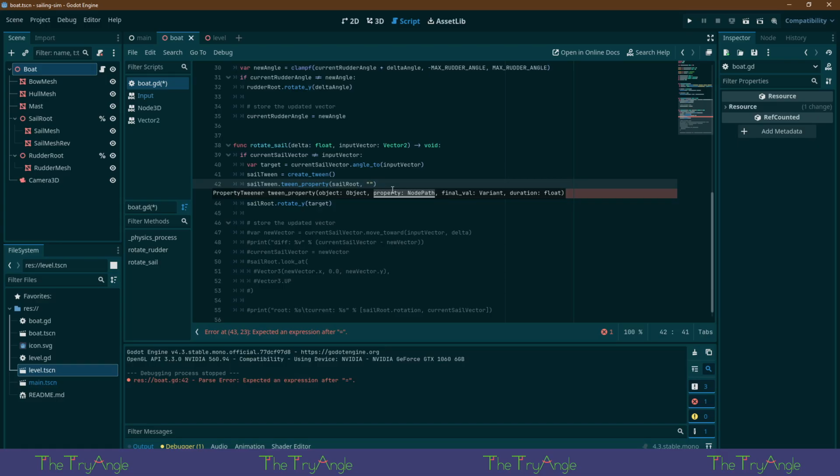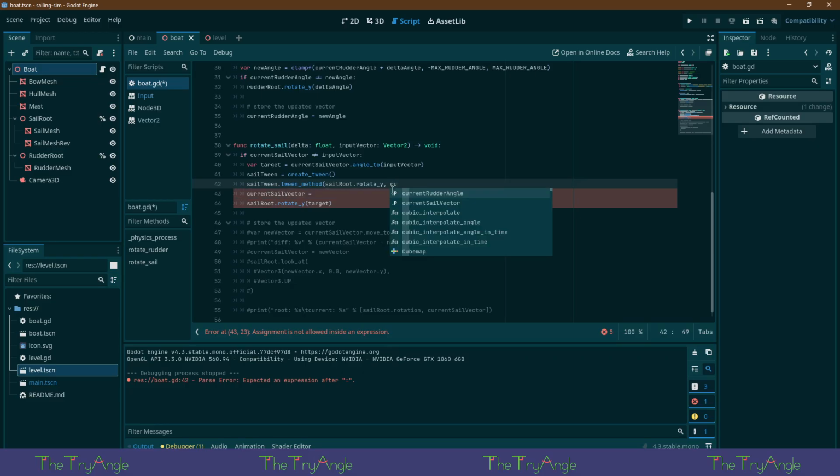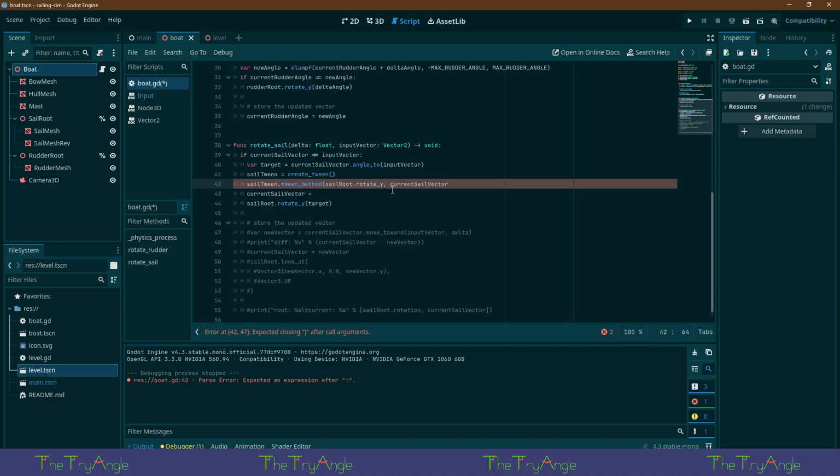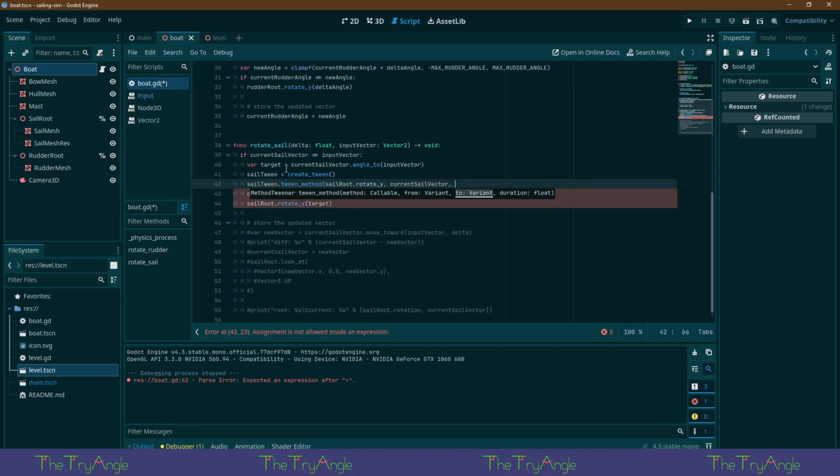Oh man, what are we doing? We're rotating. No, I shouldn't do tween property. It should be tween method, I think. So sail route, and we're going to rotate around Y. And we're going from our current vector to, let's see here, target sail vector. No, wait. Let's think.